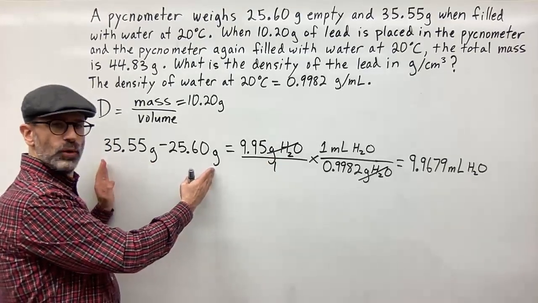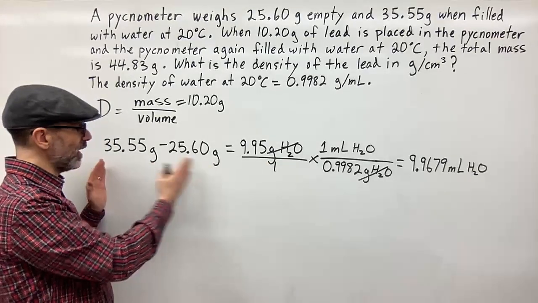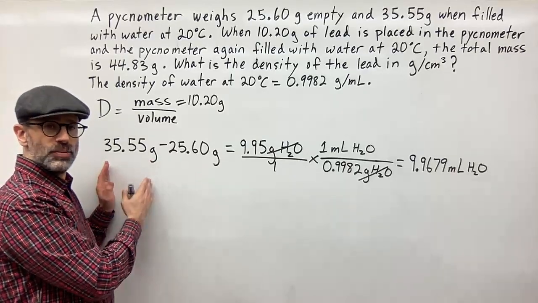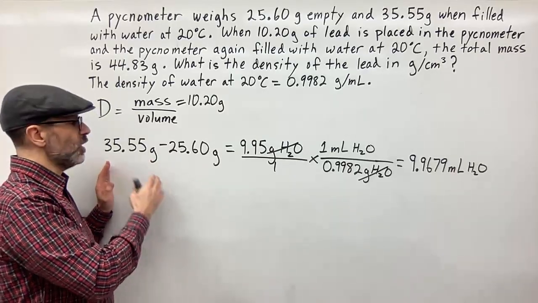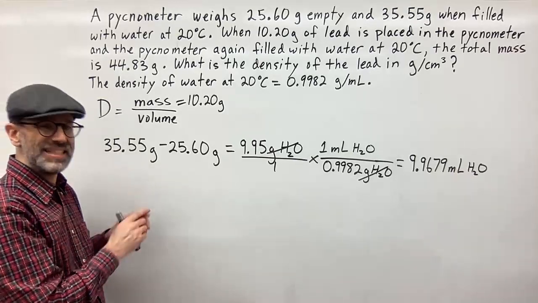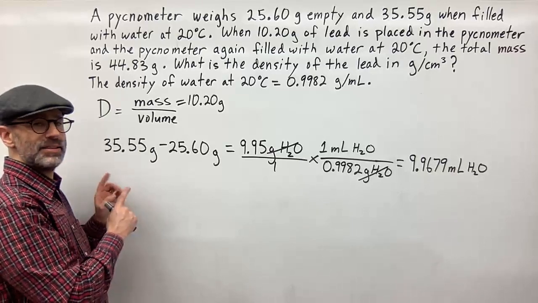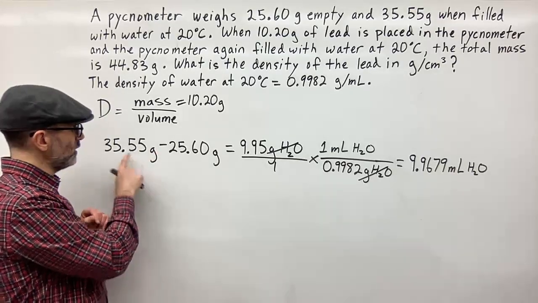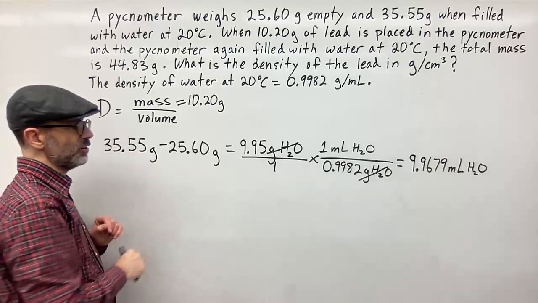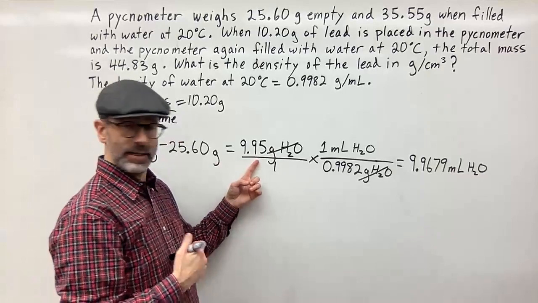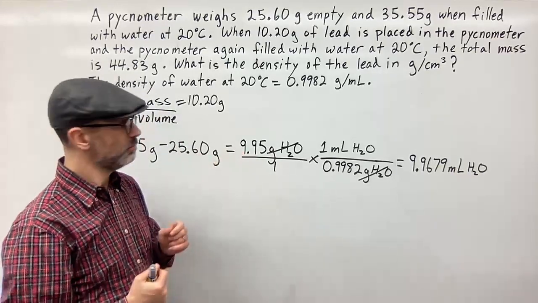So we want to do the subtraction first. Whenever you add or subtract your measurements, the answer that you get should have the same number of decimal places as the least number of decimal places in your measurements. So this has 2 decimal places, this has 2 decimal places, so my answer should have 2 decimal places. And it does. So we're good.